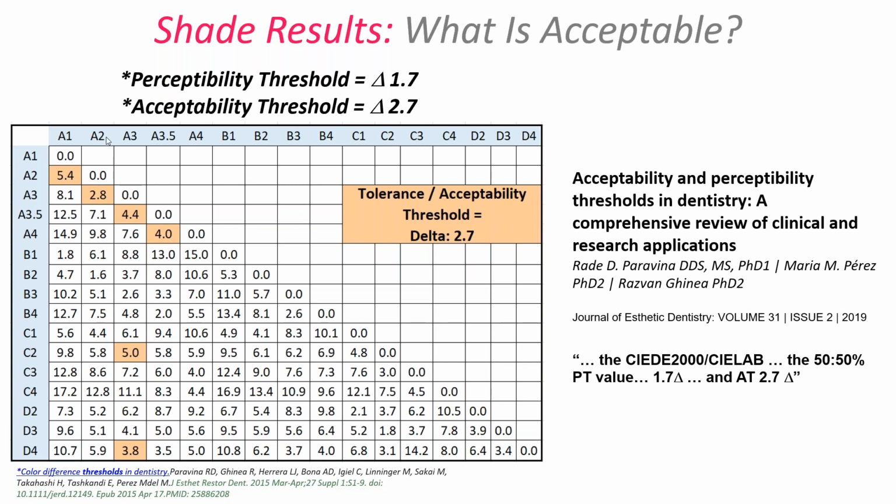So from A2, if we were to switch into a B2, the delta, the color difference, is 1.6, and that falls within the range of perceptibility. And that's why half of us can see the difference between an A2 and a B2.